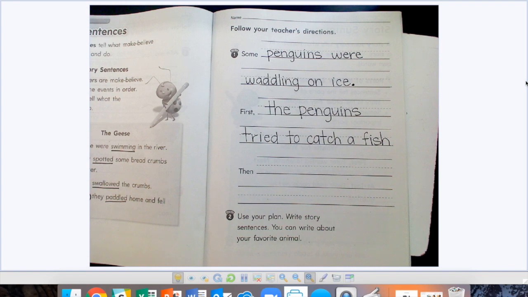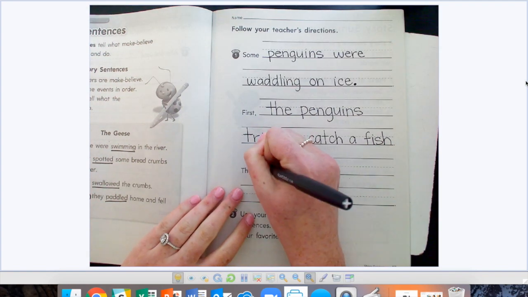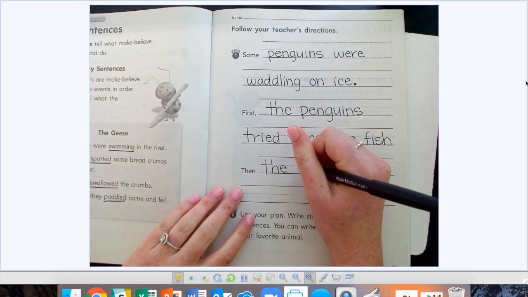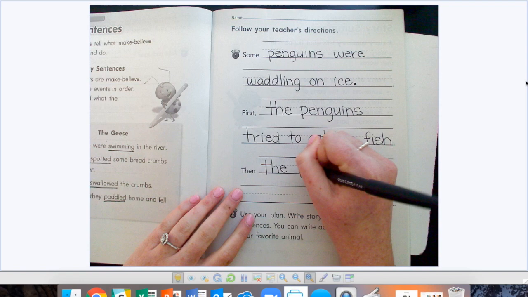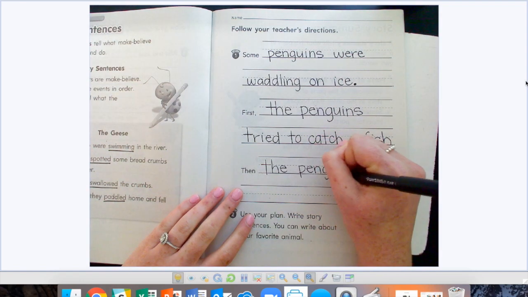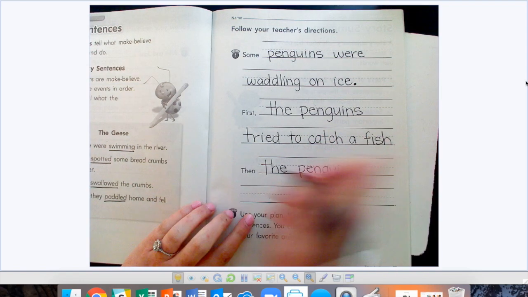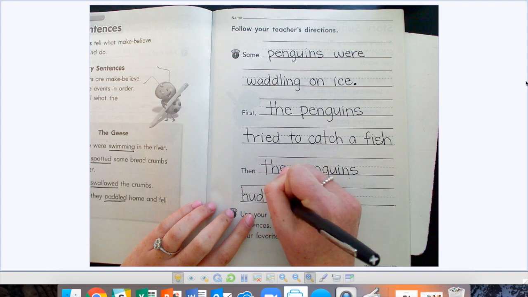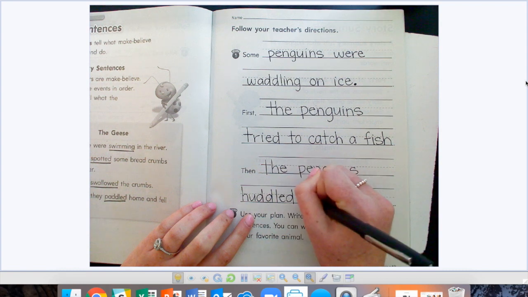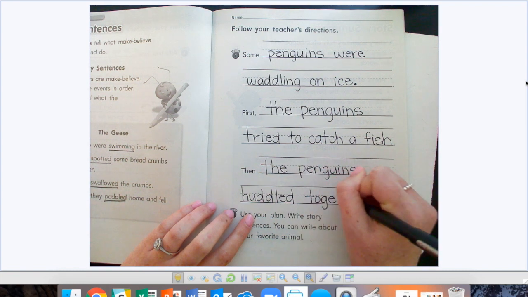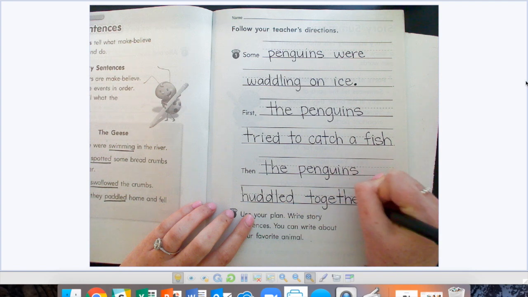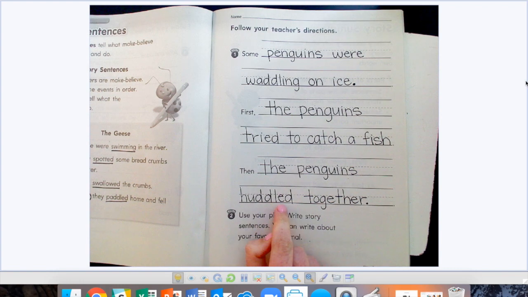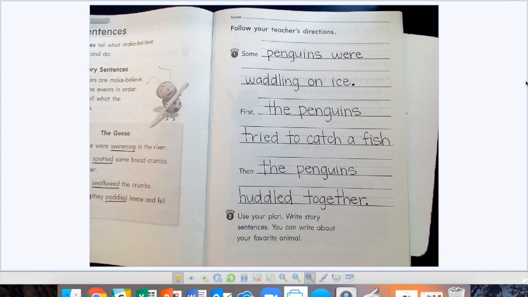Then, the penguins huddled together. My vivid verb in this sentence is the word huddled.